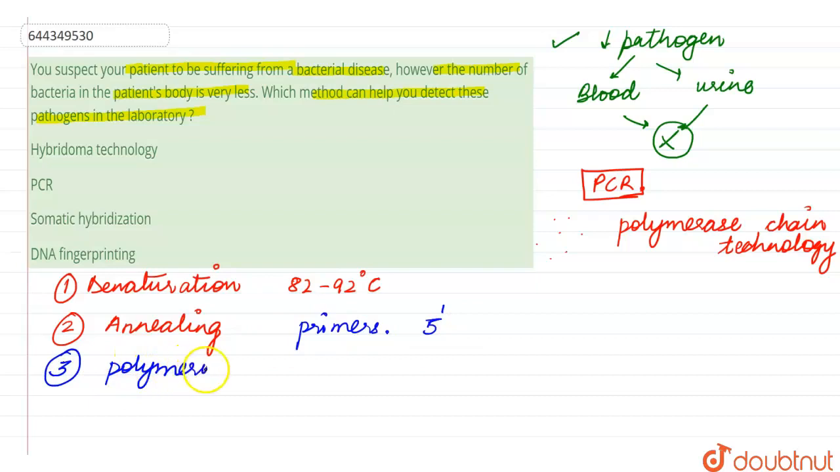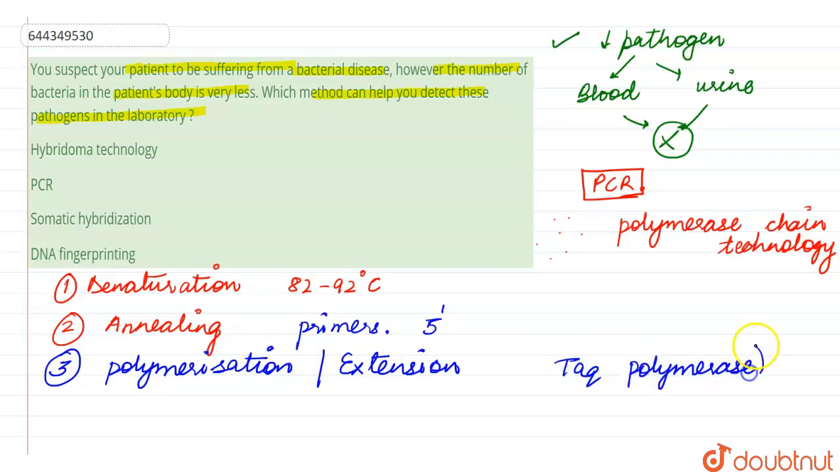This polymerization step is also called the extension, where now with the help of Taq polymerase enzyme, that is the Thermus aquaticus polymerase. This is a heat stable enzyme which is obtained from a bacteria, that is Thermus aquaticus. So this Taq polymerase will help in the extension of the DNA and form two copies from one copy of DNA, and this cycle can be repeated as many number of times to increase the amount of pathogen in the sample which we have collected.